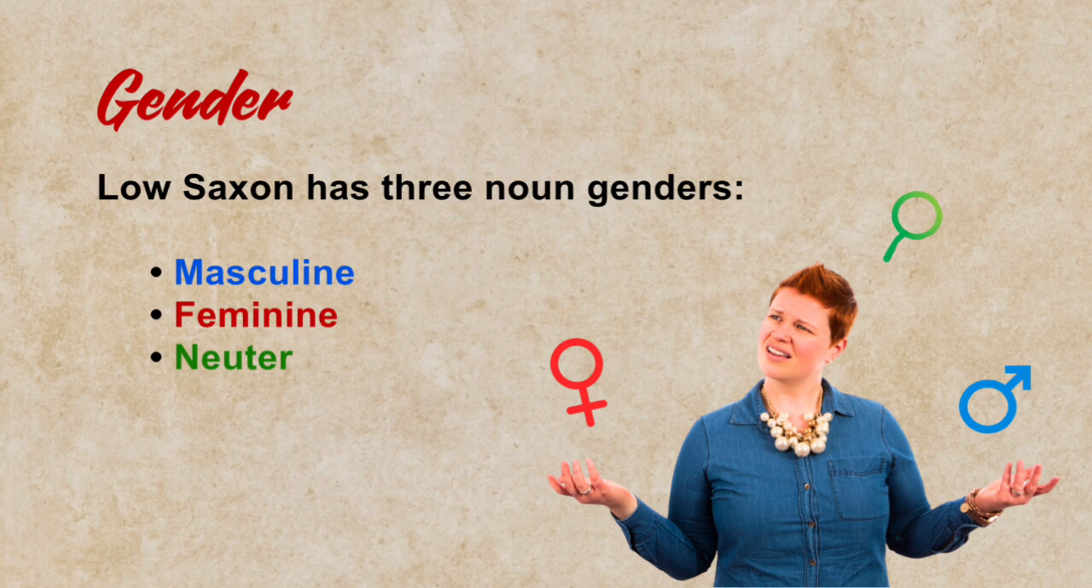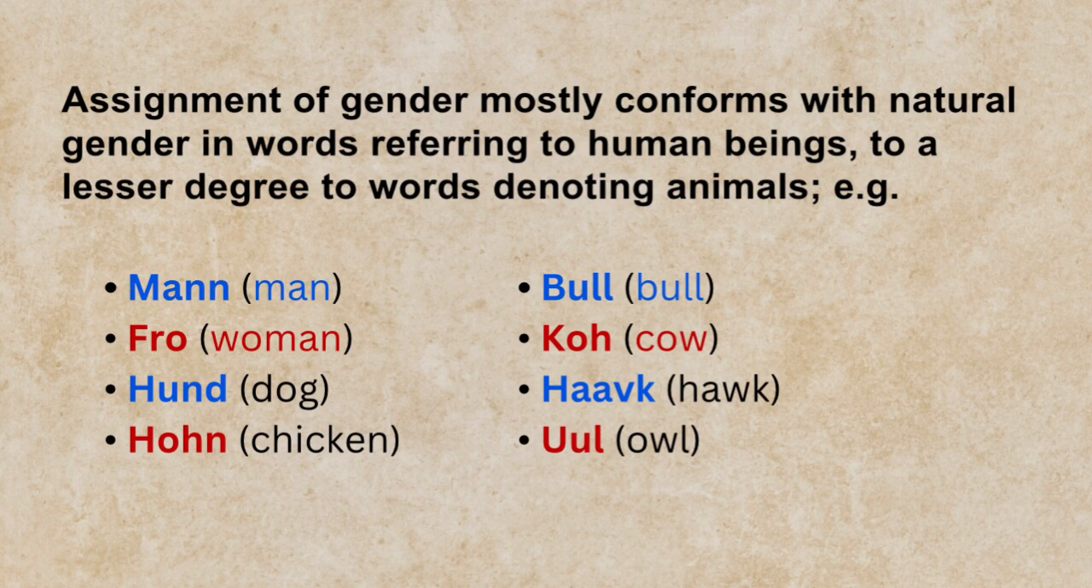Gender. Low Saxon has 3 noun genders: masculine, feminine, neuter. Assignment of gender mostly conforms with natural gender in words referring to human beings, to a lesser degree to words denoting animals.